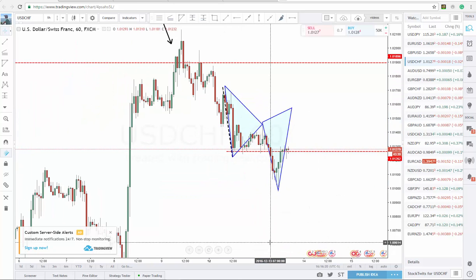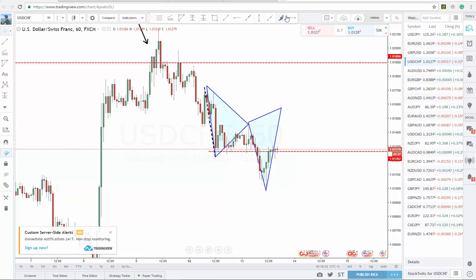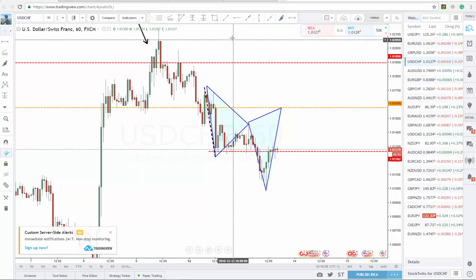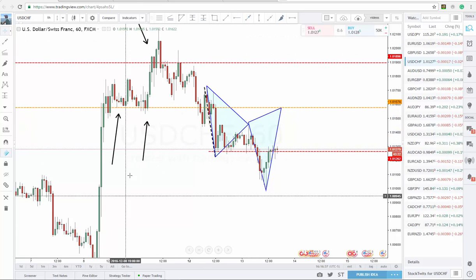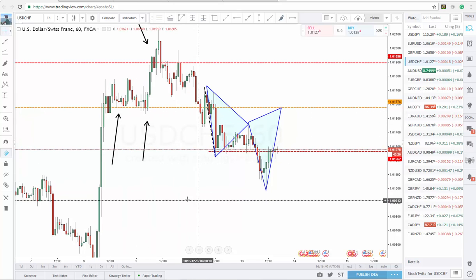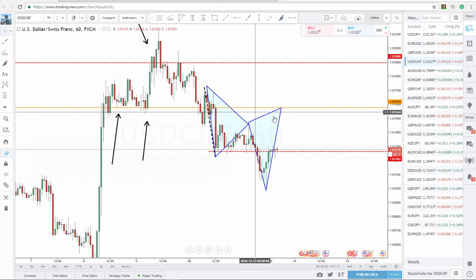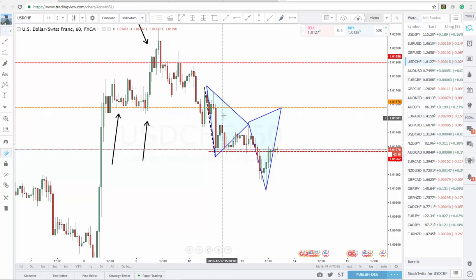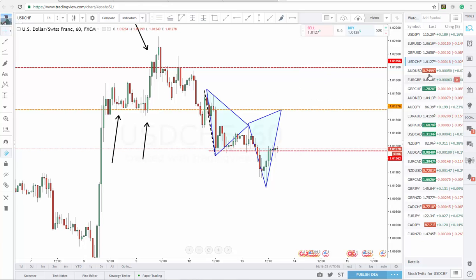Now the cool thing about this Cypher pattern is that that 786 retracement, if I bring in a horizontal line, is right at a previous little structure shelf that we had back here. So that's giving me a few other indications that this market could drop after hitting our completion at the 786 retracement of the Cypher pattern. So now we'll just keep moving down the list.